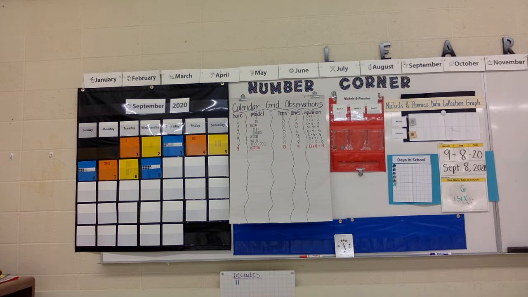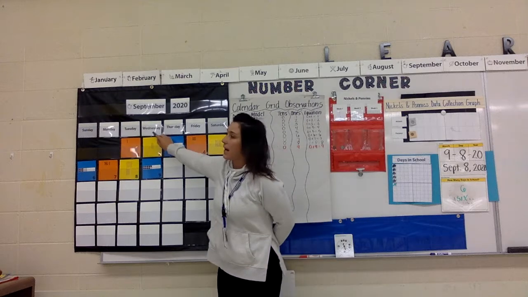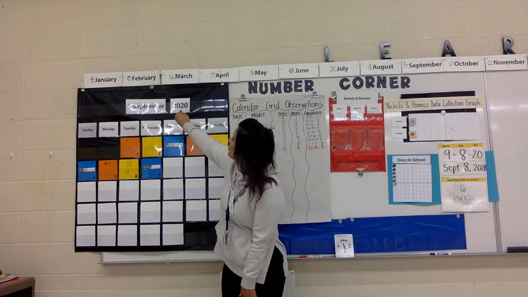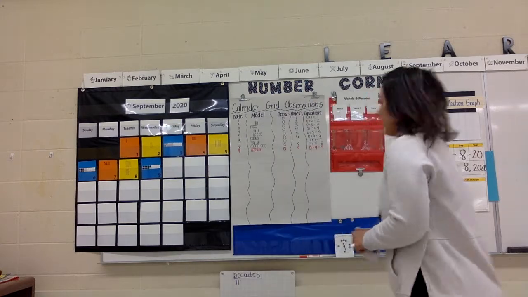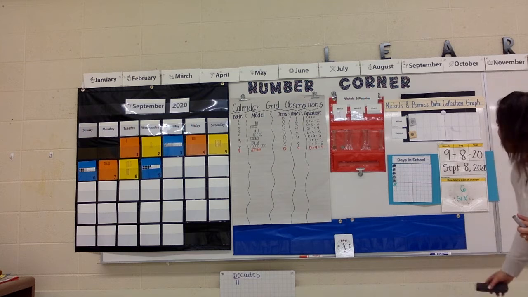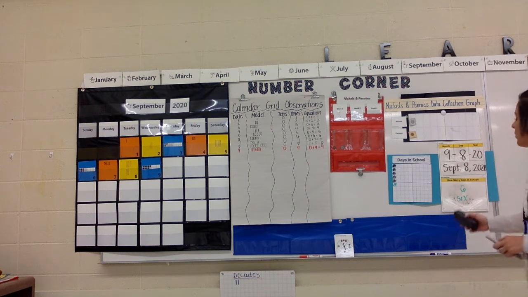6. Now we need to change our date. So remember, we talked about that today is Wednesday, September 9th, 2020. So our date is over here. And we have 9. That stays the same because we are still in the month of September. We need to change our day though because yesterday was 8. So what would today be?